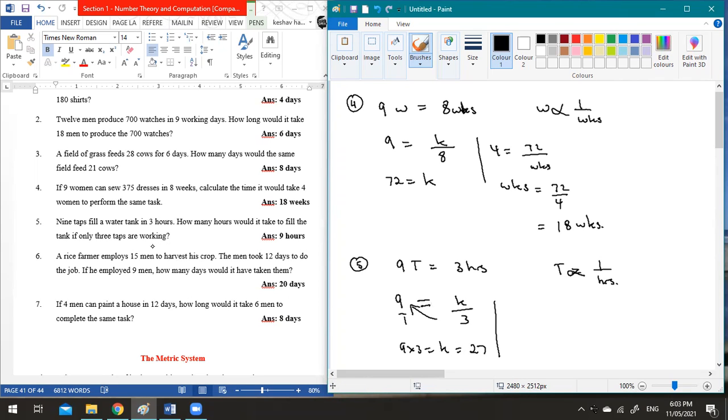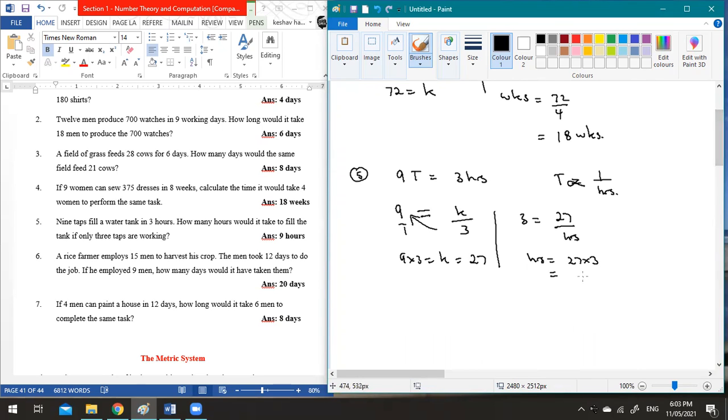And now they want to find how long it will take 3 taps. So 3 taps will take 27 over the number of hours, 27 divided by 3, which is 7 3s are 21, 2 3s are 6, and 2 from before, 81 hours. Is that correct? So that maths doesn't look right. 7 3s, 21, yeah, correct. All right. It'll take 9 hours to fill the same tank if only 3 taps are working.